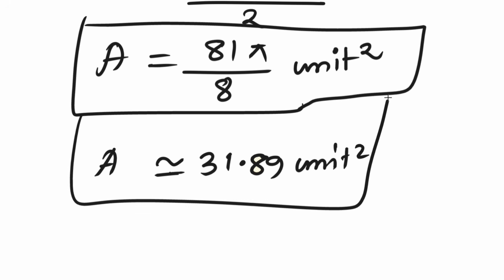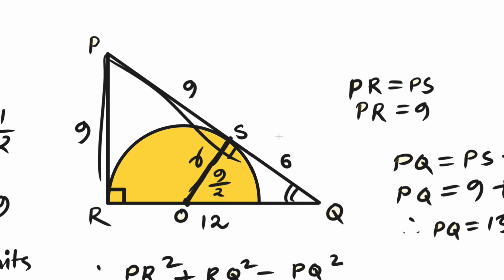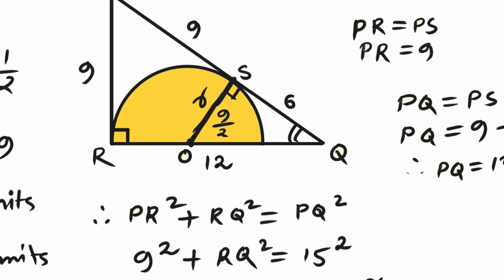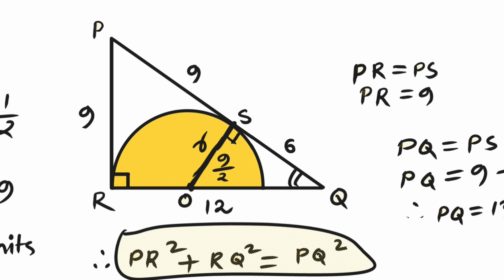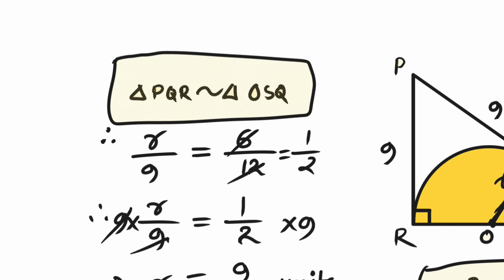The important ideas in this problem were the equal tangent segment theorem, the Pythagorean theorem, the perpendicular radius at a point of tangency, and finally, the similarity of the two right triangles.